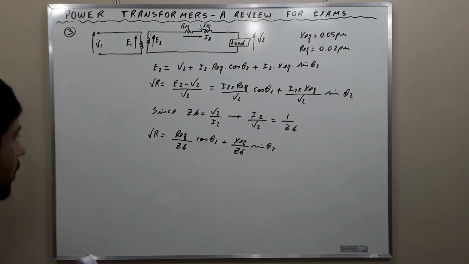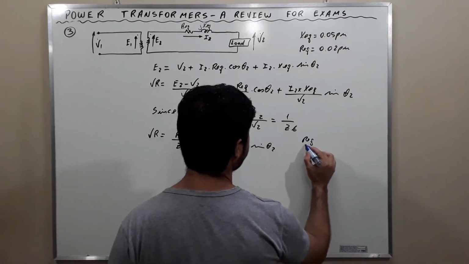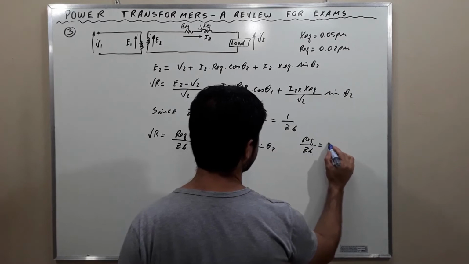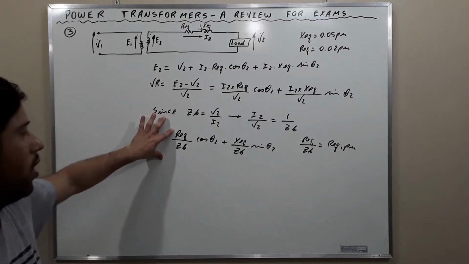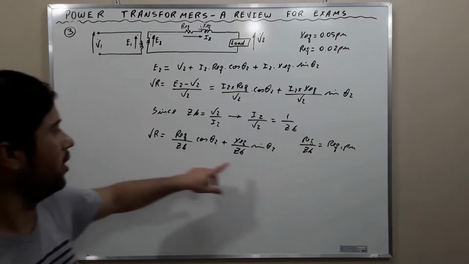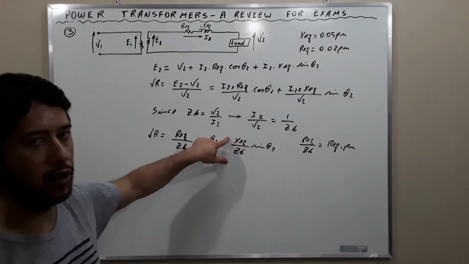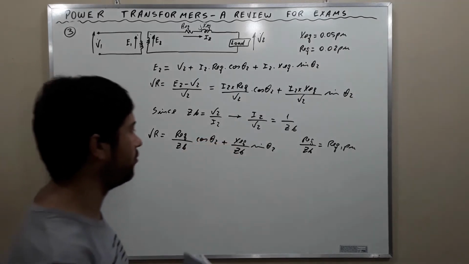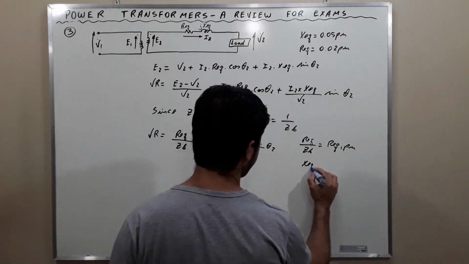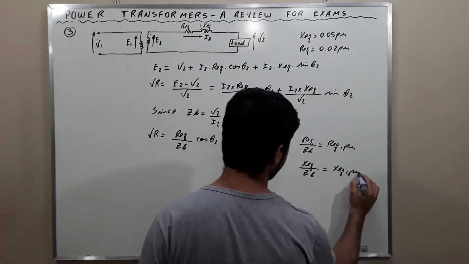Okay? This divided by this: the actual value of the equivalent resistance divided by the base impedance is the equivalent resistance in per unit, and the actual value of the equivalent reactance divided by the base impedance is the equivalent reactance in per unit. Alright?